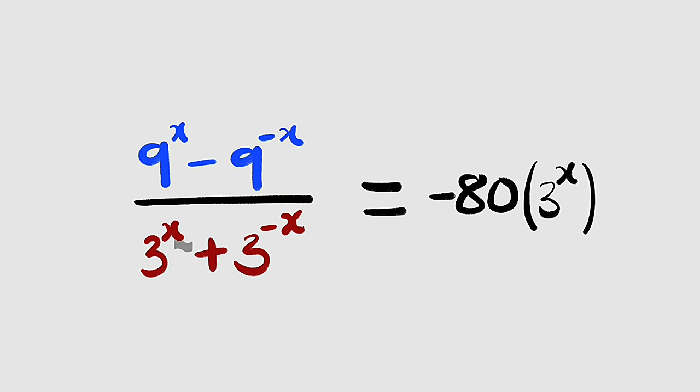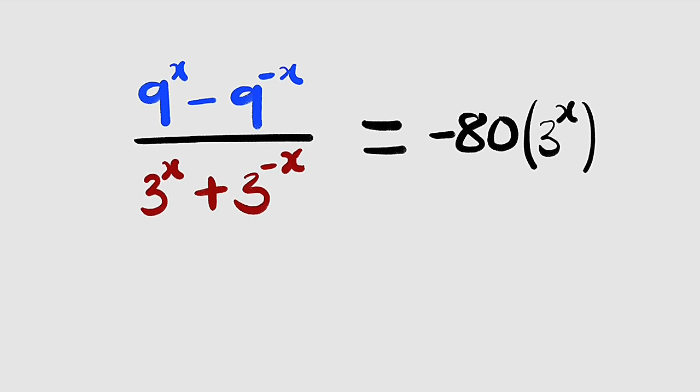If you observe the left hand side, our base on the denominator is 3, but here we have 9. But we know that 9 can be written as 3 squared. So we can transform this 9 into 3 squared, then we multiply the exponents by applying one of the laws of indices.